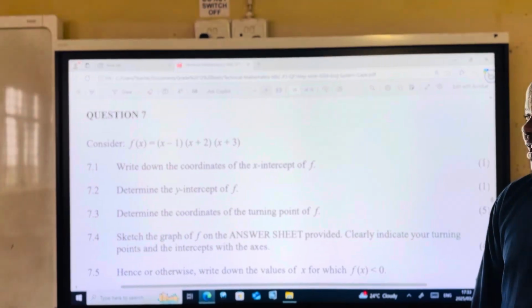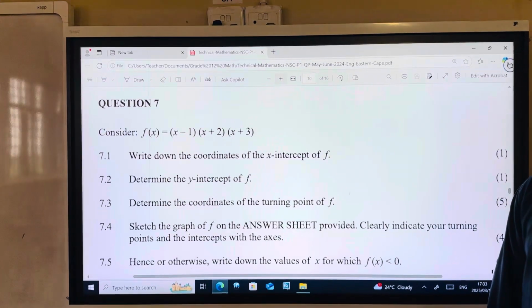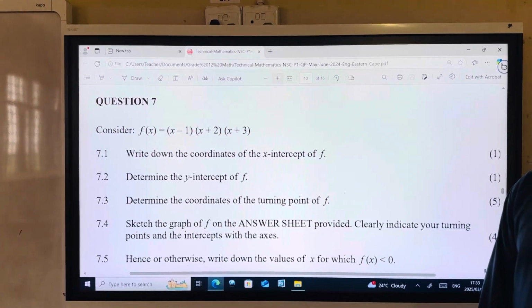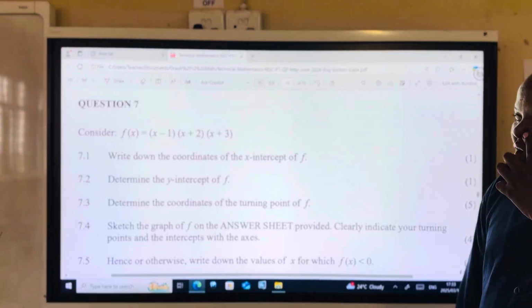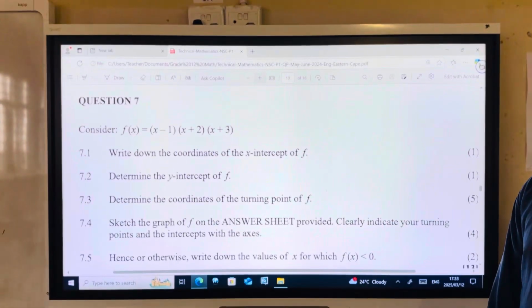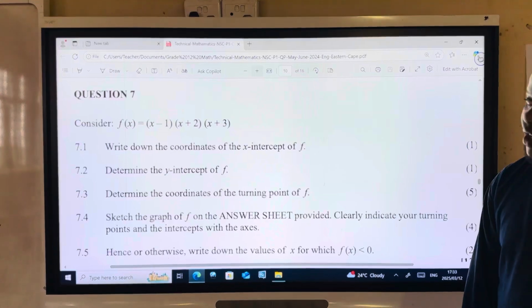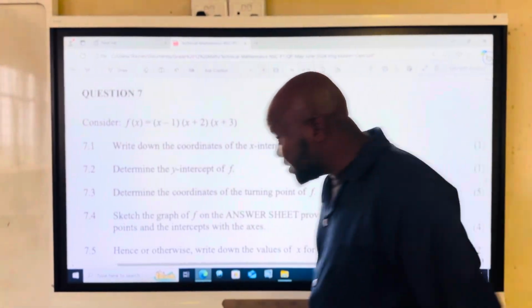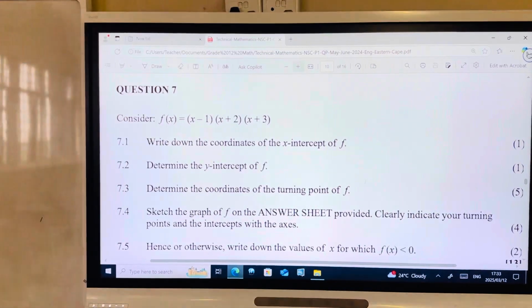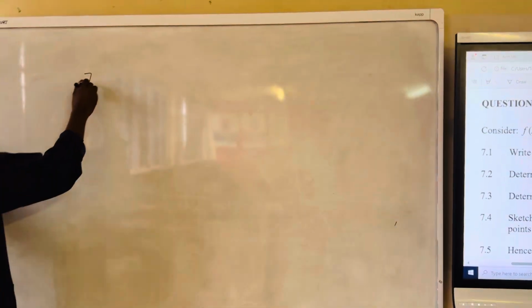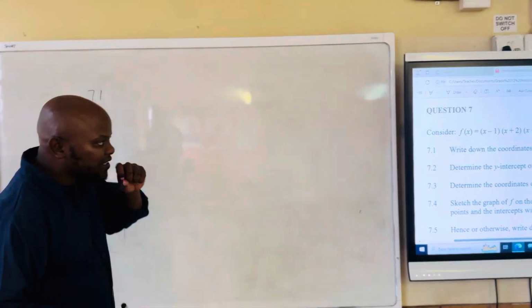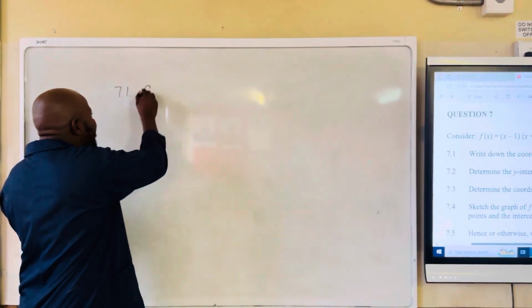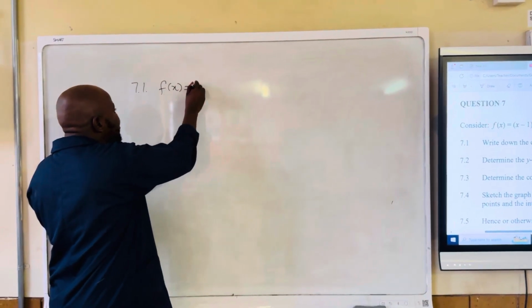We are given f of x is equal to (x minus 1)(x plus 2)(x plus 3). The first question says, write down the coordinates of the x-intercept of f. So you're just going to focus on the coordinates of the x-intercept of f, which is 7.1.